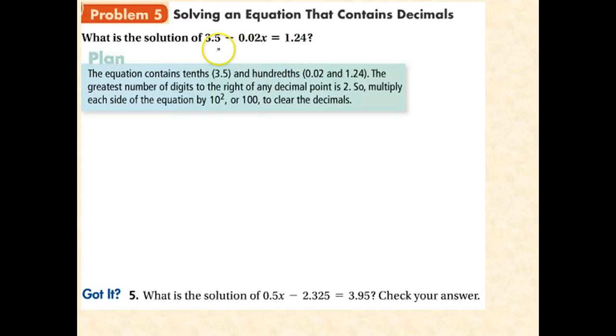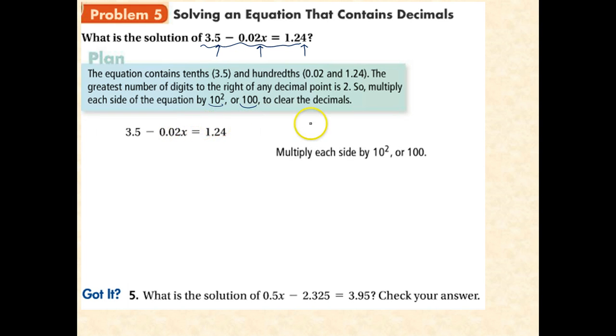Okay, so what's the solution to this ugly thing with decimals? Yeah. So this equation contains tenths and hundredths here and here. The greatest number of digits to the right of any decimal place is 2. So you know that when you multiply by 10, it moves the decimal place to the right 1. So if you need to move it twice, you're going to multiply by 10 twice, which is 10 squared, aka 100. And that will clear out your decimals.